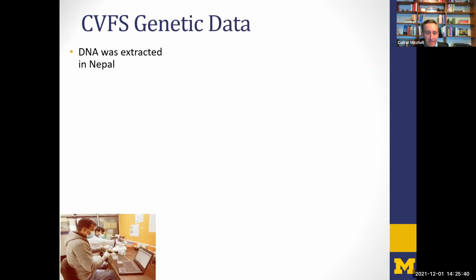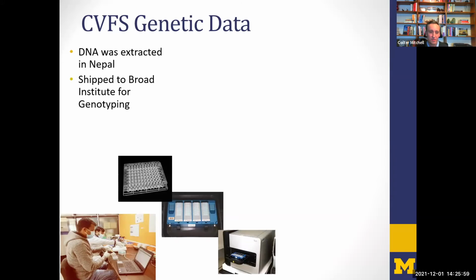So the DNA, after it was collected, it was extracted in Nepal. So you spit into the saliva tube, as I was mentioning before, in this case, an origin tube. It sits around for a little while, and then it gets moved to where we extract the DNA out of the saliva. It's a much smaller vial. It was then shipped to the Broad Institute for genotyping, as I had shown you before what that looks like.